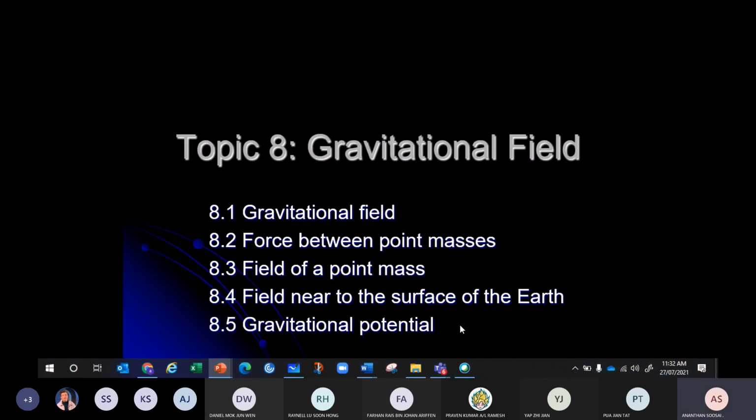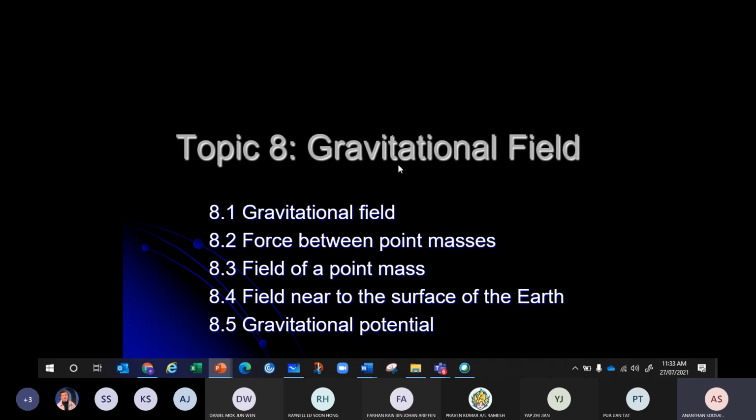Okay, now we're done with the gravitational field, GMm over r squared. We've done force between point masses, F equals GMm over r squared. Field at a point mass, the small g, GM over r squared. The field near the surface of the Earth, how g changes, we've done that. Then now we're going to do something a little tricky, gravitational potential. This is the trickiest part of the gravity topic, so you have to stay focused.